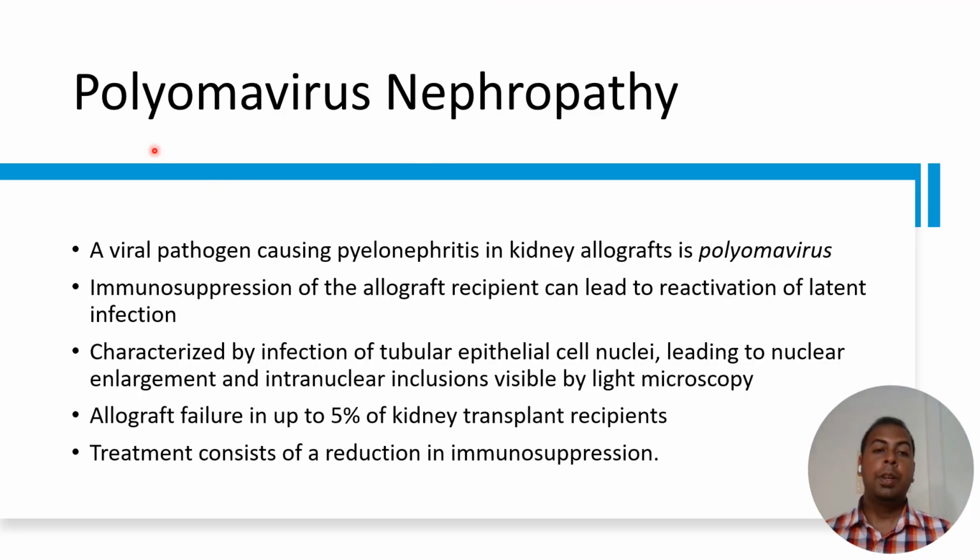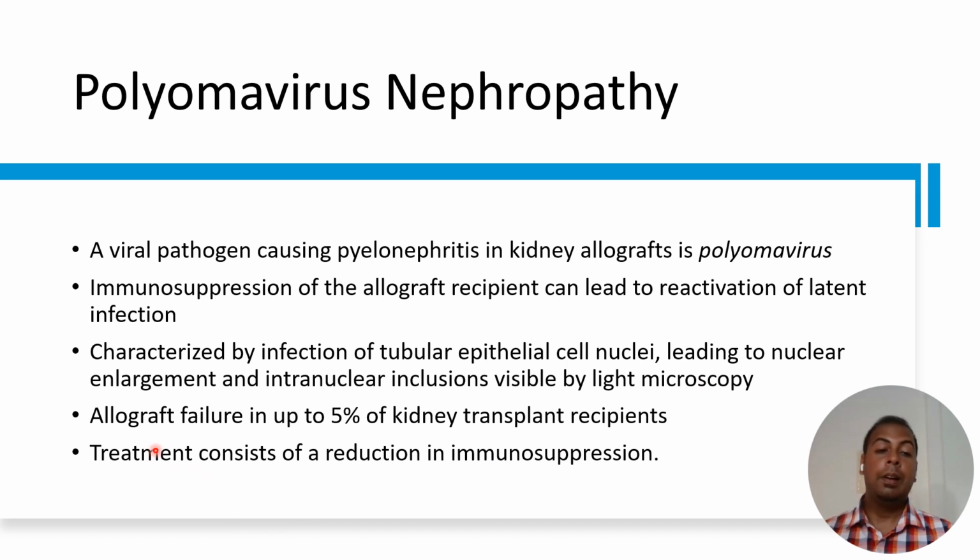All right, so the polyoma virus nephropathy is a special form of pyelonephritis, so it's worth talking about it. So a viral pathogen causing pyelonephritis in kidney allografts is polyoma virus. Immunosuppression of the allograft recipient can lead to reactivation of latent infection. So it's characterized by tubular epithelial cell nuclei leading to nuclear enlargement and intranuclear inclusions visible by light microscopy.